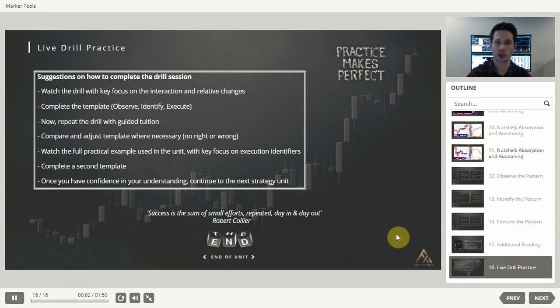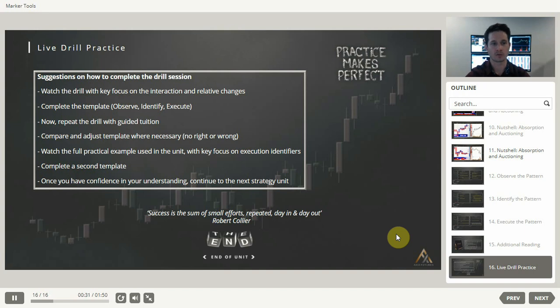At the end of every unit, we're going to have a live drill practice session. This is for me to introduce the drill to you, give you an understanding of how to execute the drill, as well as the process thereafter. It's simple. At the end of every unit, you are going to find a drill. I suggest you go watch the drill with key focus on the interaction and relative changes. So go through the principles underlying the strategy again, read through that first. Once you've read through that, watch through the entire drill session.